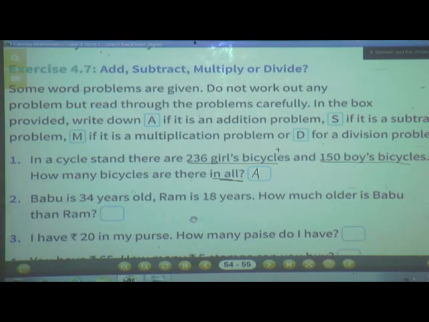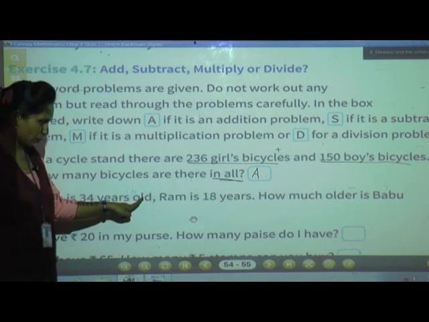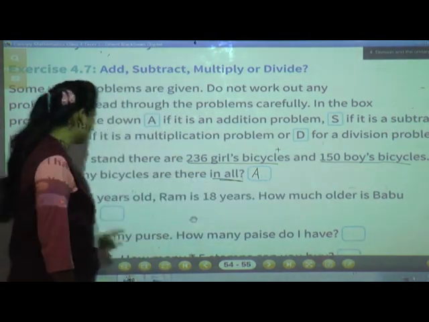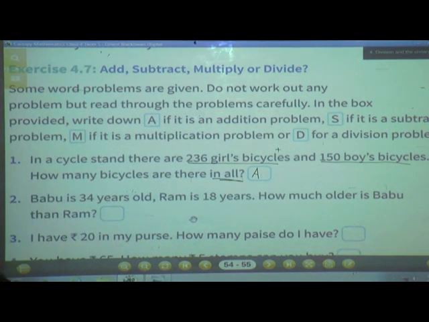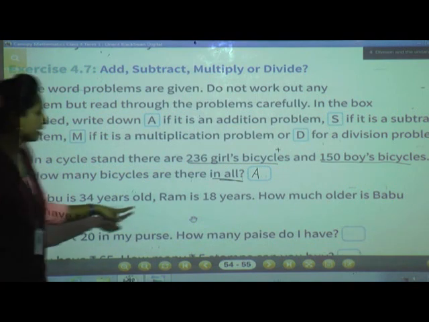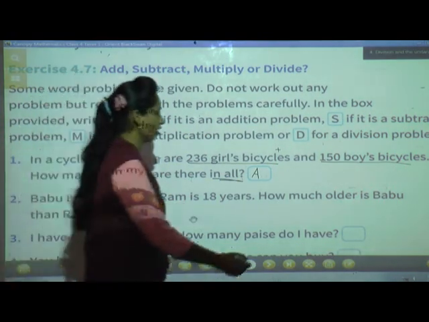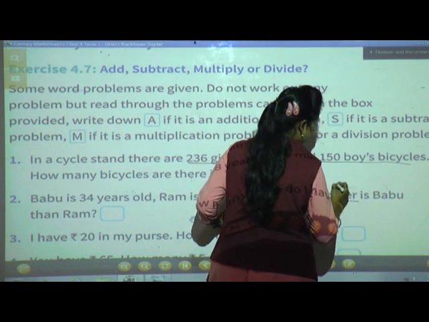Now second question. Babu is 34 years old. Ram is 18 years. How much older is Babu than Ram? See, there are two boys' names. One is Babu, how many years? 34 years. And Ram is 18 years. Now how much older? Older means elder.